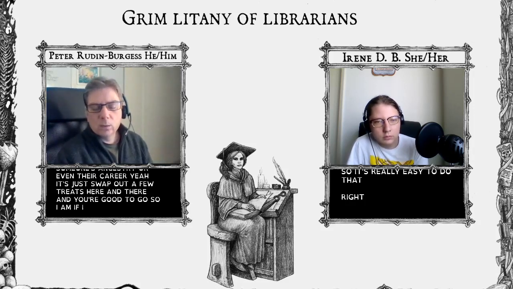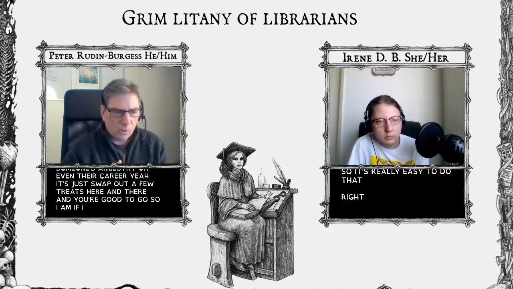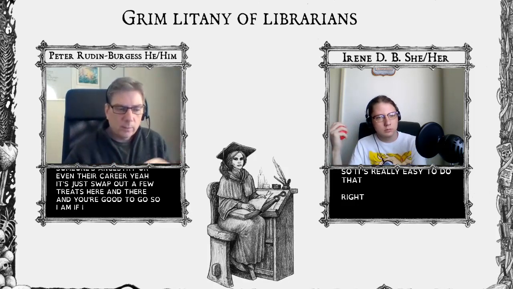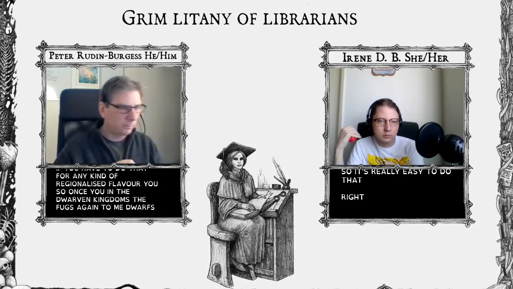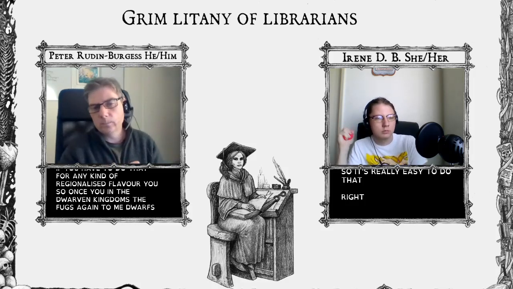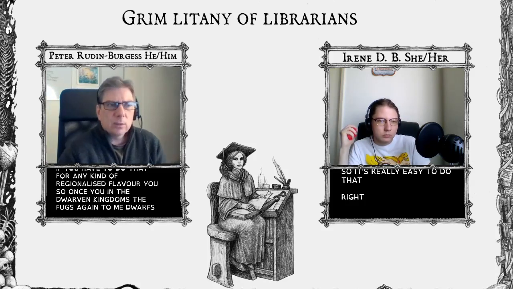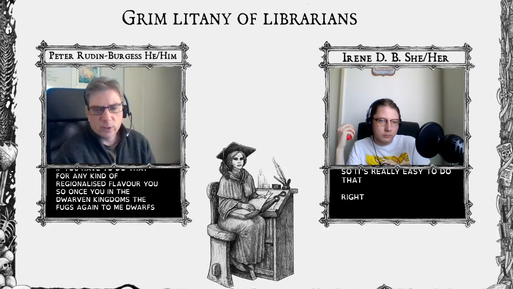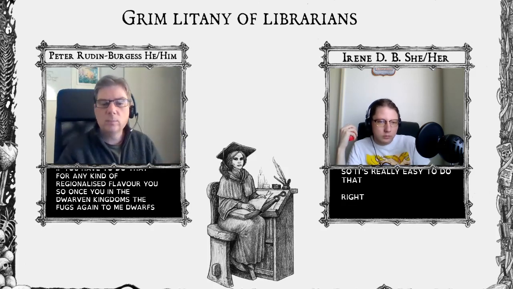So yeah, if you have to do that for any kind of regionalized flavor, once you're in the dwarven kingdoms, the thugs are going to be dwarves. The bandits you meet are going to be dwarves. Everyone's going to be dwarvish. So you may as well just layer on dwarf on top. So game masters running Zweihander have to do that, or just use the stats off the page. It's a skill that most game masters either don't care about or they can do it. There's no middle ground really.